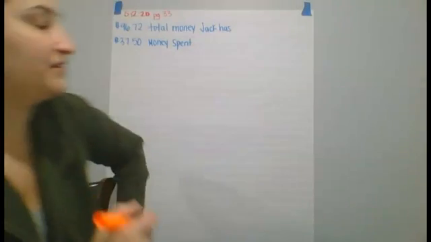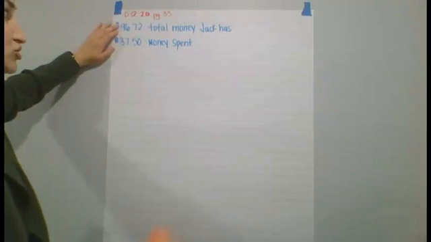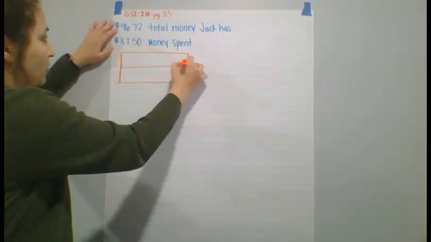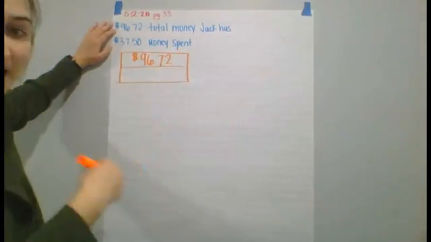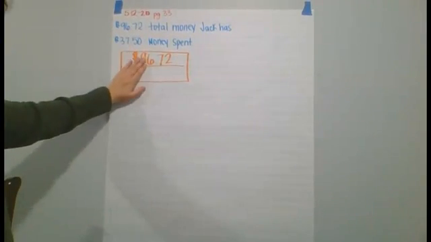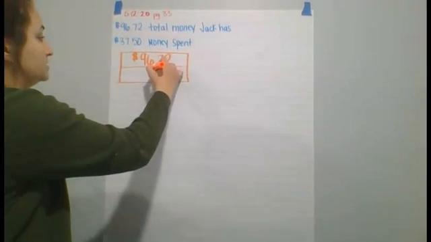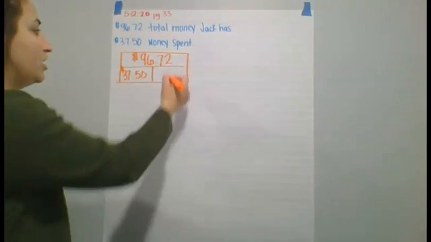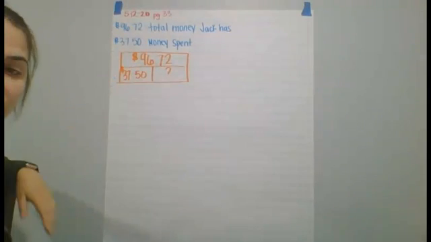So thinking about this problem, $96.72 is going to be our total. So this is going to be that quantity that we don't want to get any bigger than. He's not earning any money, he's spending the money he has. So that money is now going to get smaller because he's spending it. So he spends $37.50, and we want to know how much money is left out of the total that he started with.